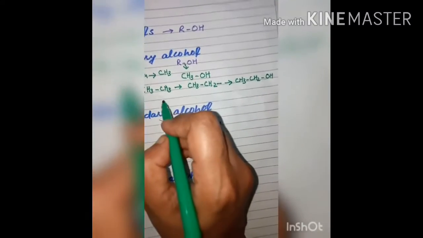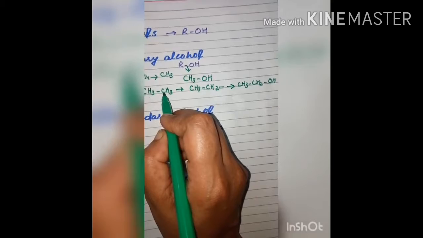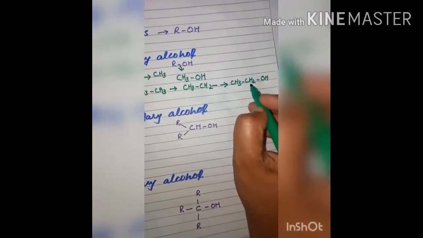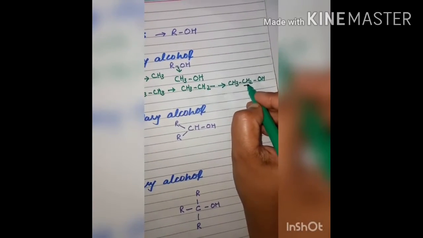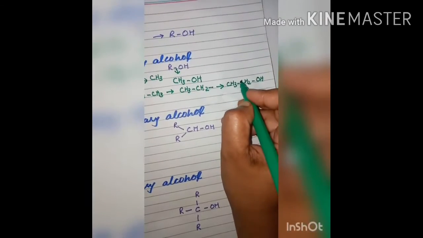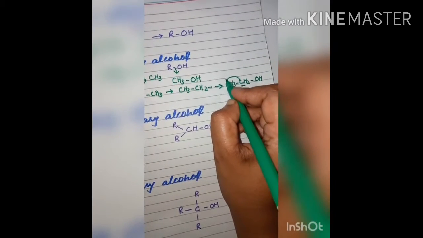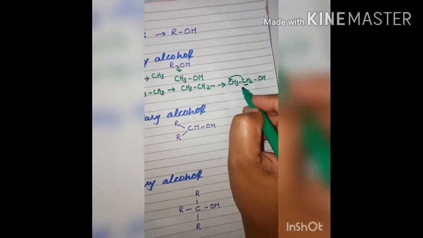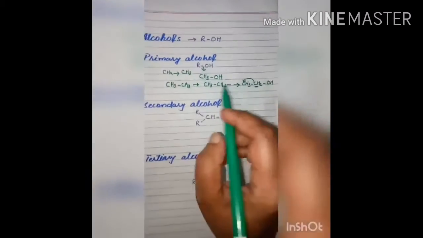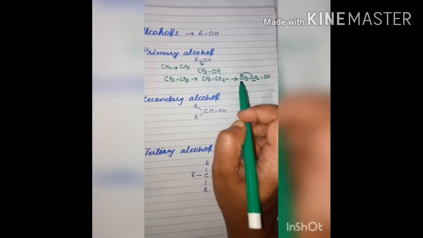Now one hydrogen from this carbon atom has been removed. So this carbon atom from which hydrogen has been removed is attached to one other carbon atom. So this type of alcohol is called primary alcohol.